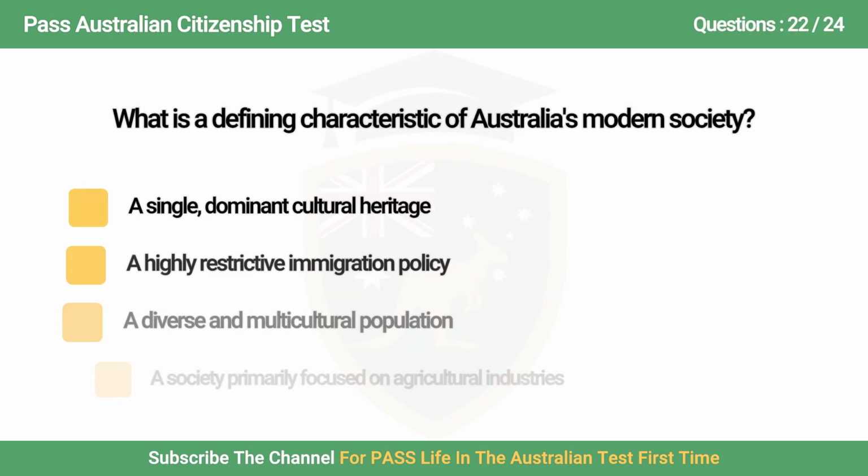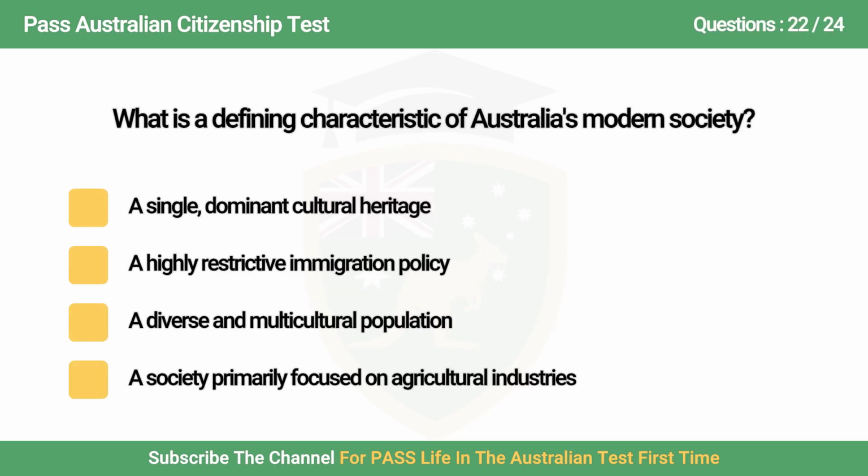Question 22. What is a defining characteristic of Australia's modern society? A. A single dominant cultural heritage. B. A highly restrictive immigration policy. C. A diverse and multicultural population. D. A society primarily focused on agriculture.